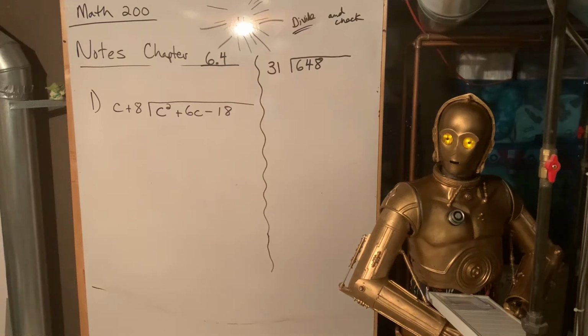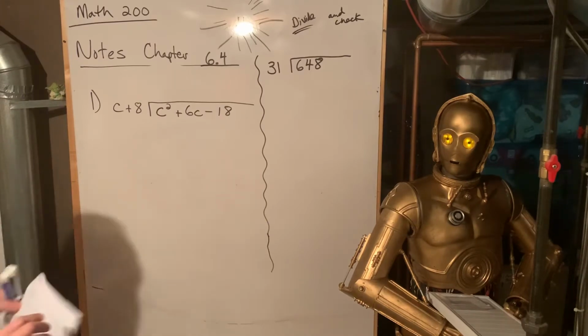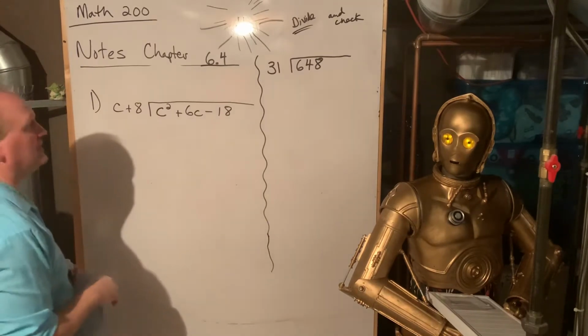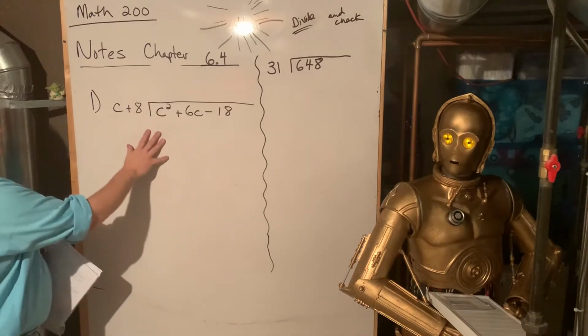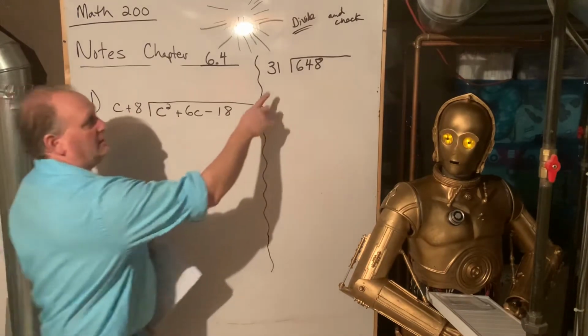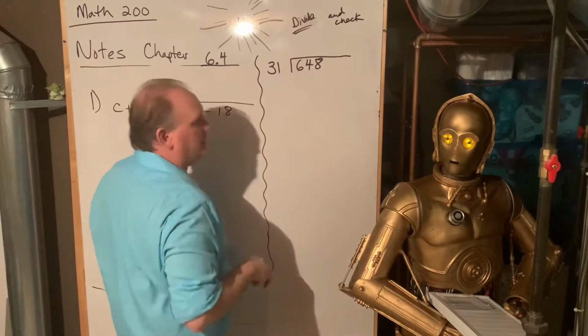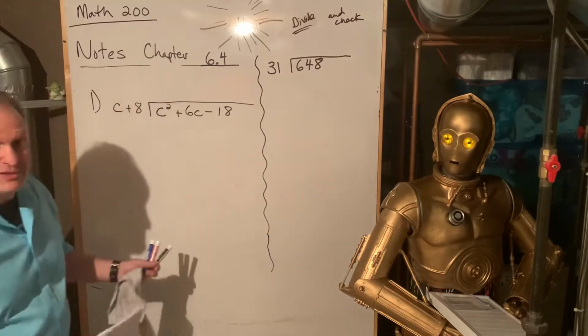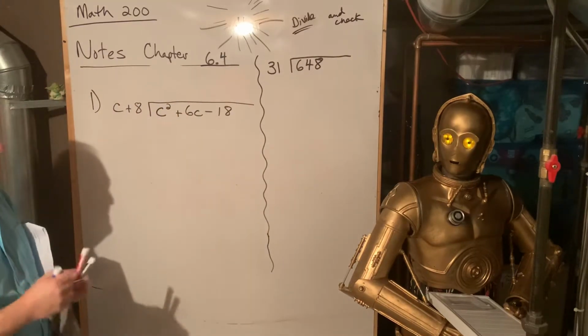Okay, this is Math 200. We're looking at the notes for Chapter 6.4. We're long dividing. So to start out with this lesson, before we jump in and do this, which we are going to do, let's go in our Wayback Machine to when we long divided numbers, in the good old days when we worked with just numbers in math.